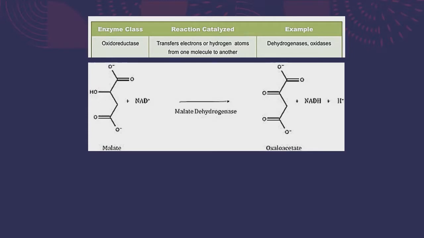and we have the NAD. By the use of the malate dehydrogenase, we are going to transfer the hydrogen from malate into the NAD, so that it will now become NADH plus H. And so with that, the malate can now be converted into oxaloacetate.